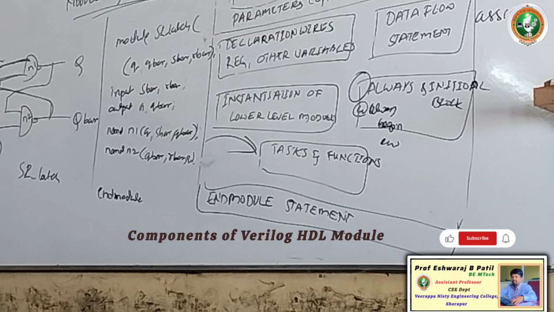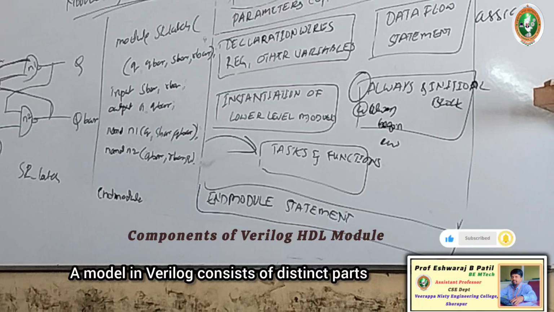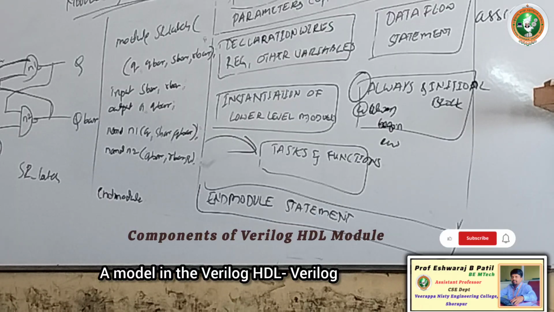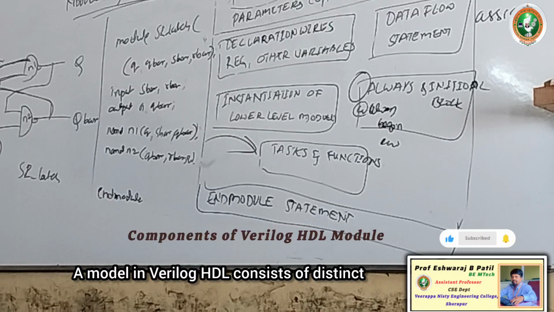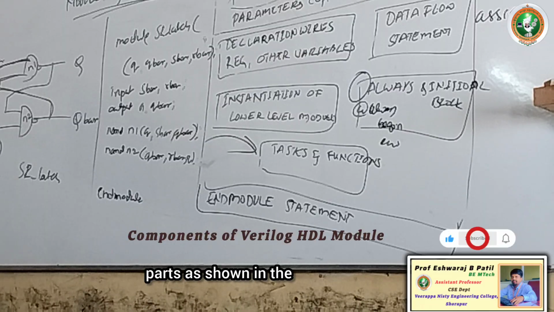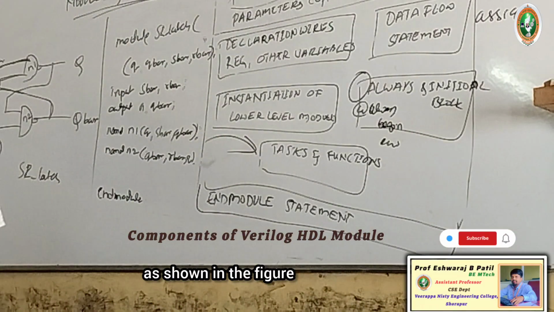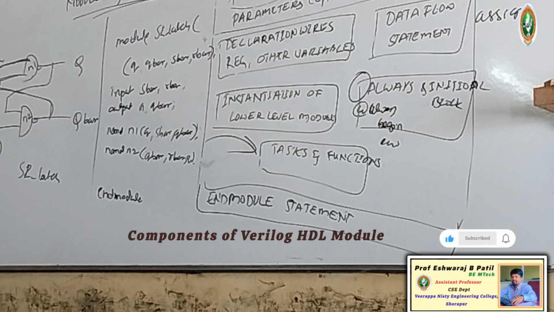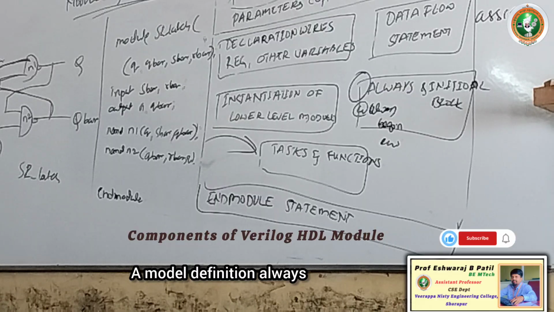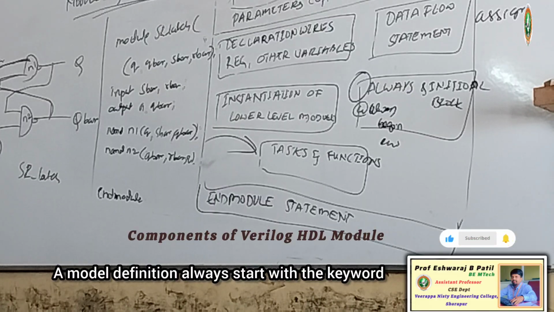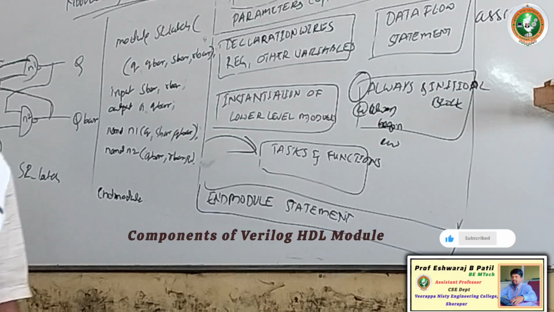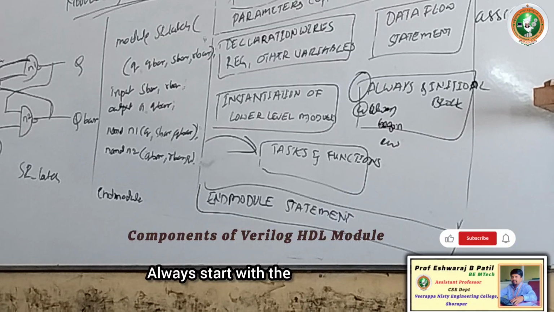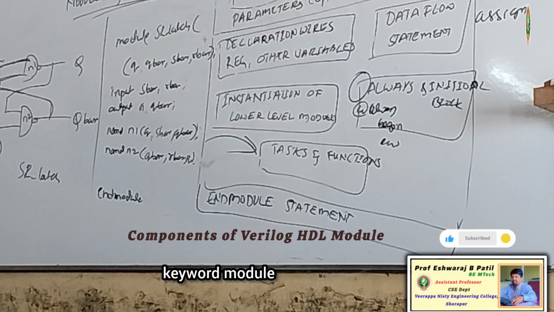A model in Verilog HDL consists of distinct parts as shown in the figure above. Next, a model definition always starts with the keyword model.